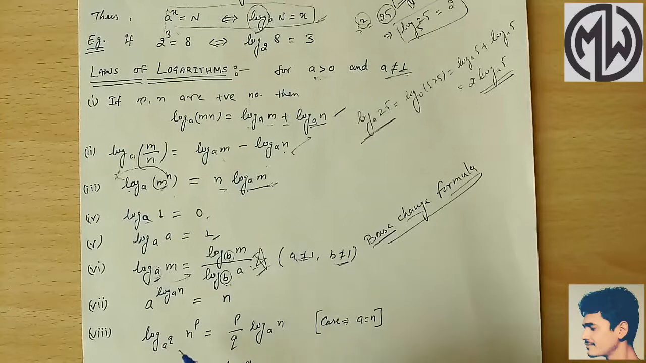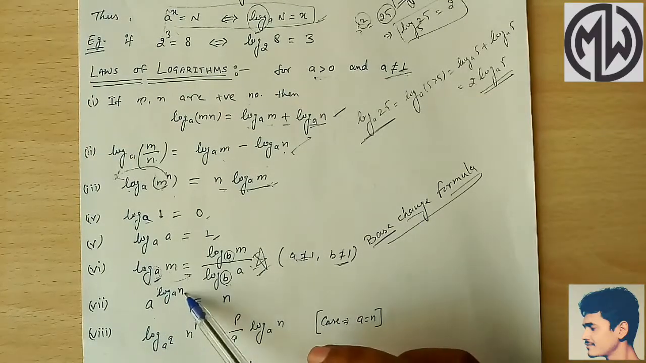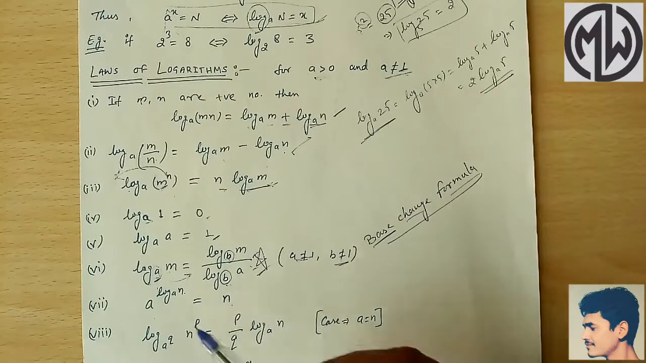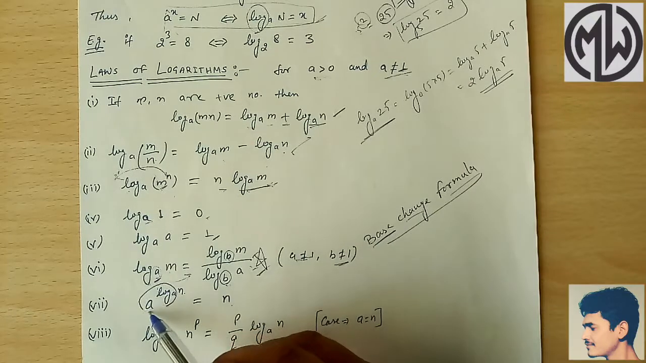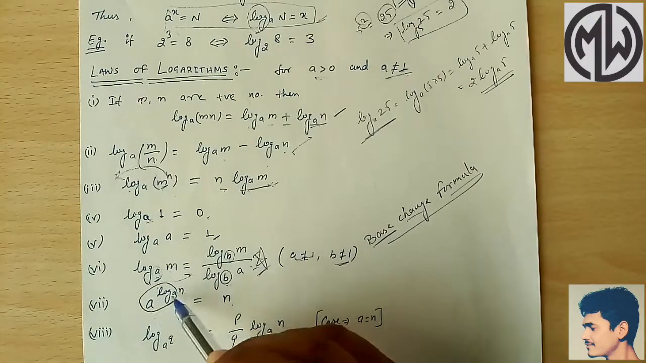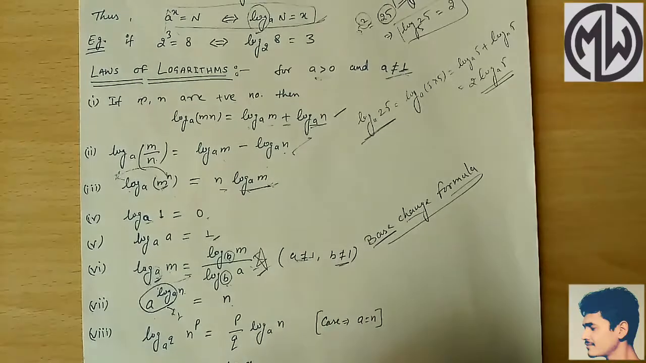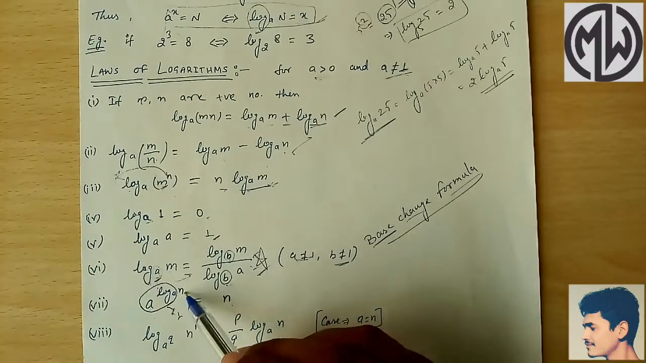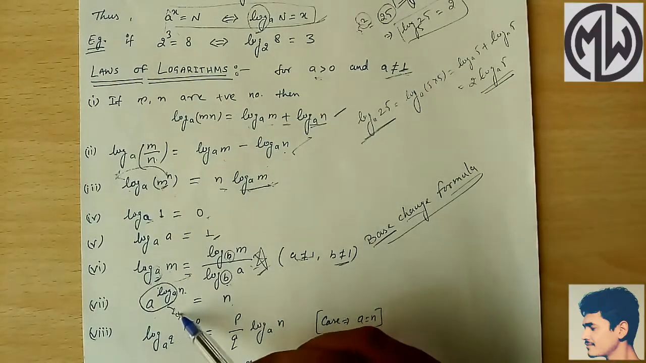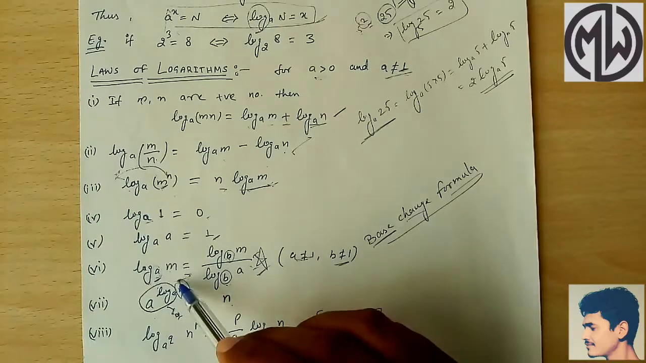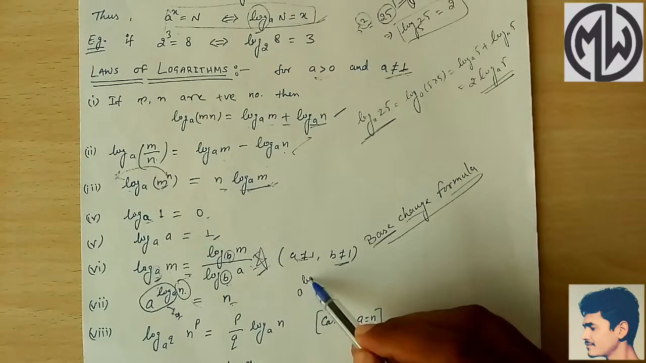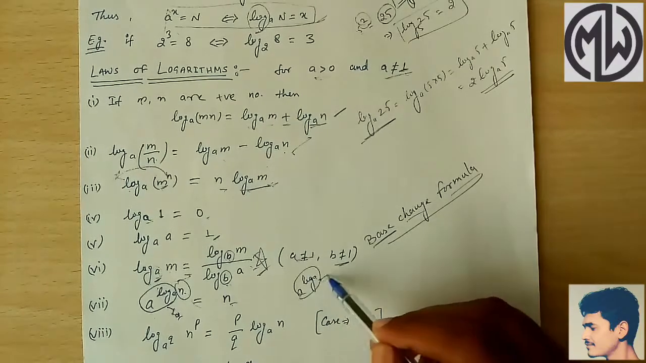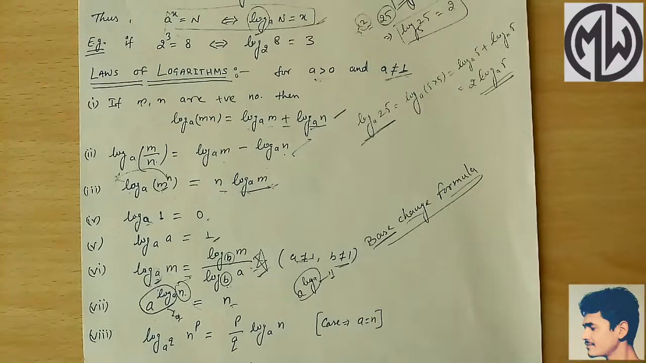Alright, next is a raised to power log a n is equal to n. Means just, we can say that a raised to power log a a is equal to 1. Okay, so 1 raised to power, so we can say whatever quantity is remaining comes as it is in your answer. So we can say that a raised to log a a, its value is approximately equal to 1. Simple.